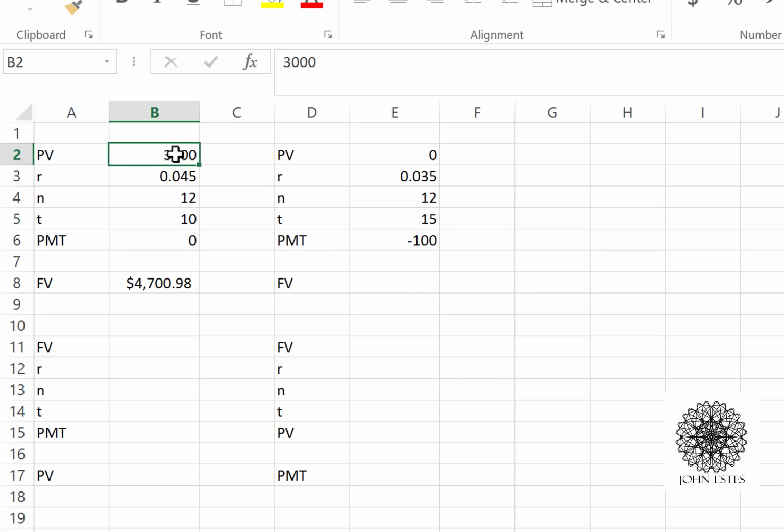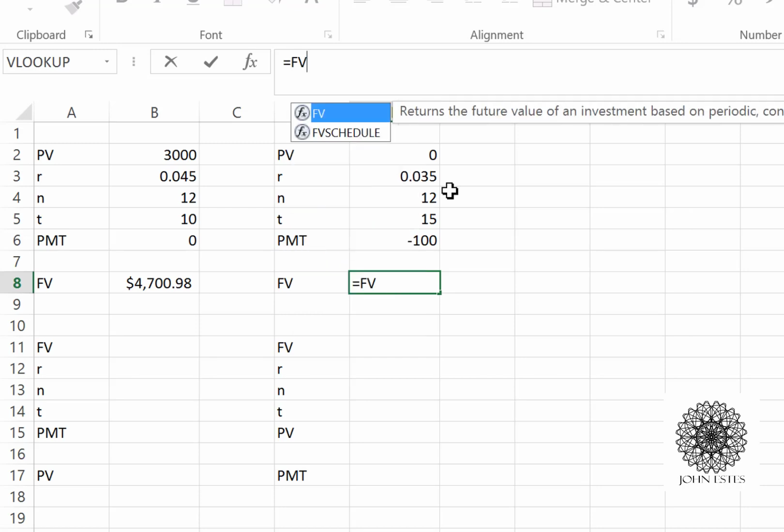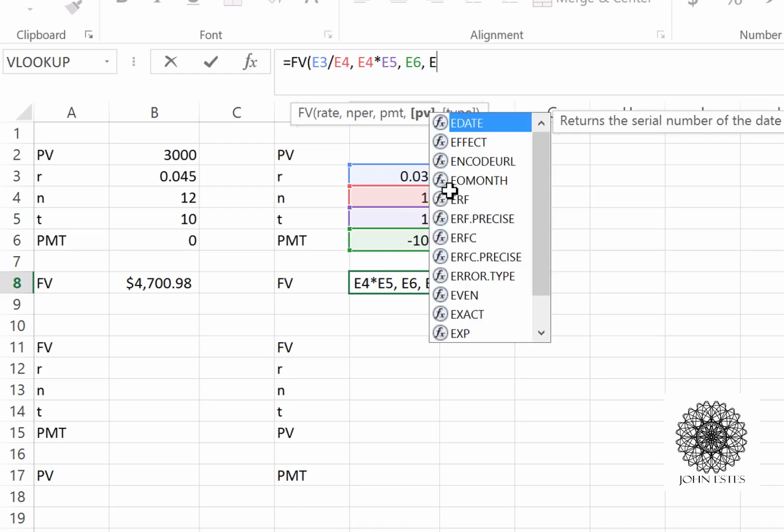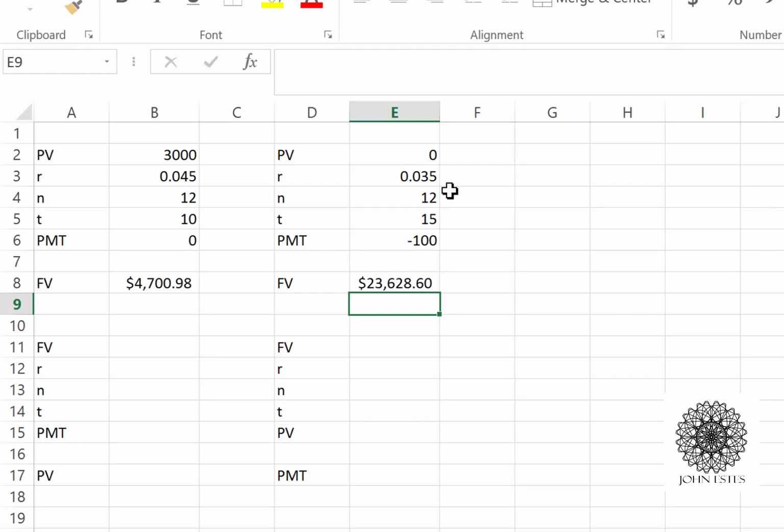Her present value was $3,000, Kevin's is 0. Her payment was 0, Kevin's is 100. All right, so here we're going to use the future value formula again, and we have a rate. We had to say E3 divided by E4, right? That's the rate divided by the compounds. Then we have the total number of compounds, which is going to be E4 times E5, right? That's 12 compounds a year for 15 years. We have a payment of E6, and we have a present value of 0, or we could say E2. All right. And there is how much Kevin will have after 15 years, $23,628.60.